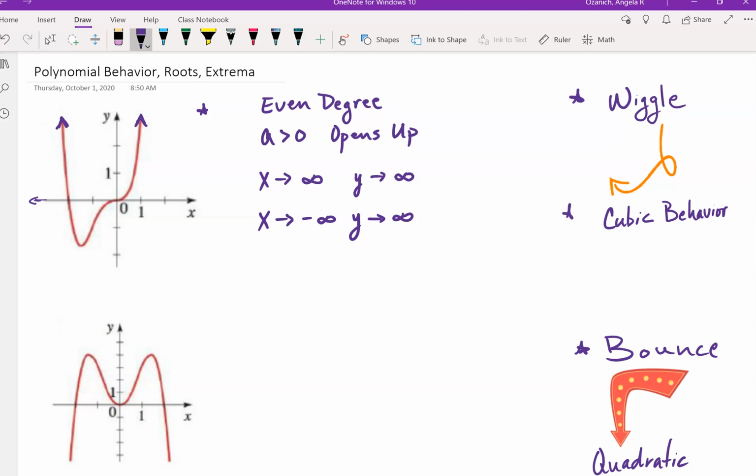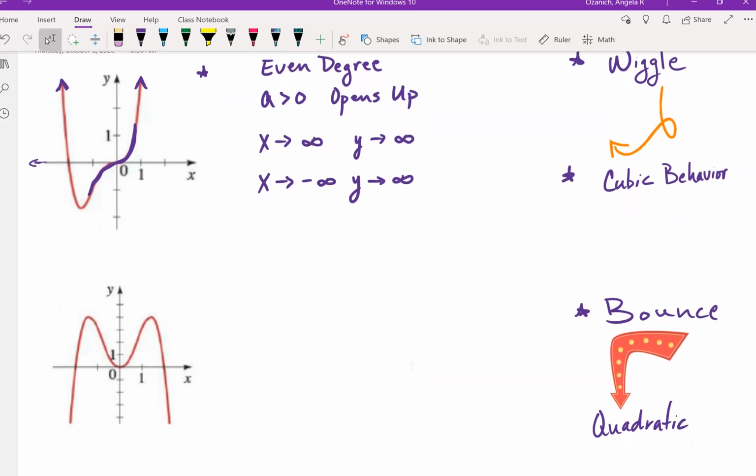And specifically the cubic behavior I wanted you to see was this cubic behavior right there. That's going to be a wiggle. See how it looks like a cubic function right through that space? We'll talk about what that means in just a minute. All right, let's go on.